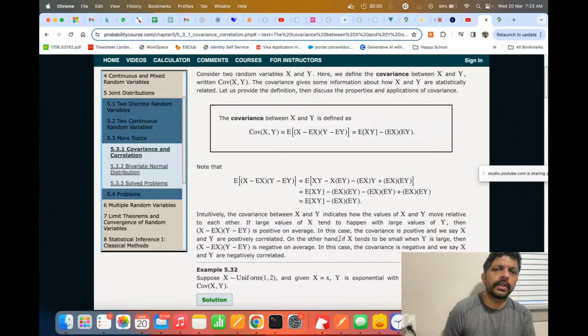Intuitively, the covariance indicates how the values of x and y move related to each other. If large values of x tend to happen with large values of y, then x minus E x times y minus E y is positive on average. In this case, covariance is positive, and we say x and y are positively correlated. On the other hand, if x tends to be small when y is large, in this case the covariance is negative, and we say negatively correlated.